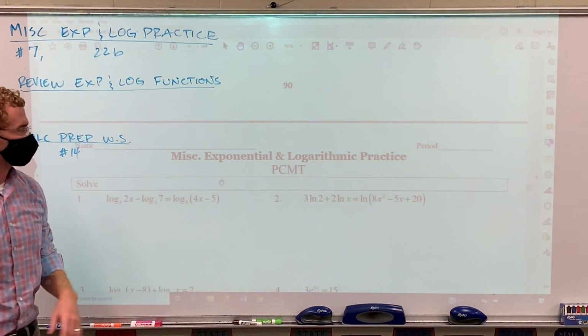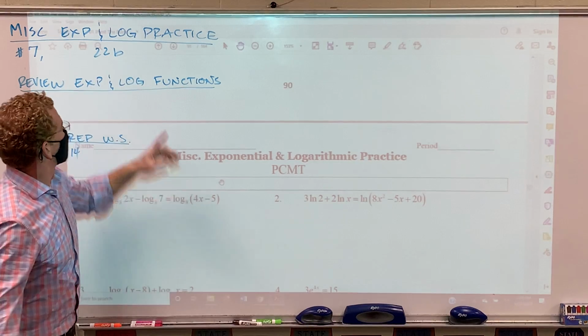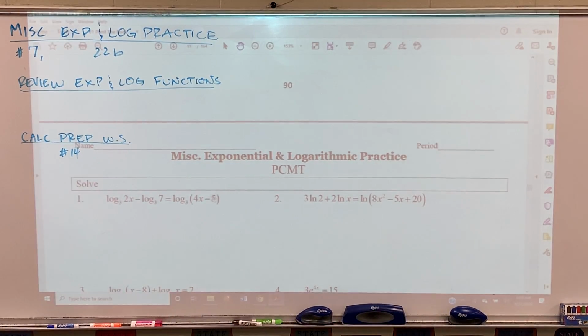All right, so y'all keep working if you want to. There's a couple questions on the board on the miscellaneous exponential log practice from yesterday.